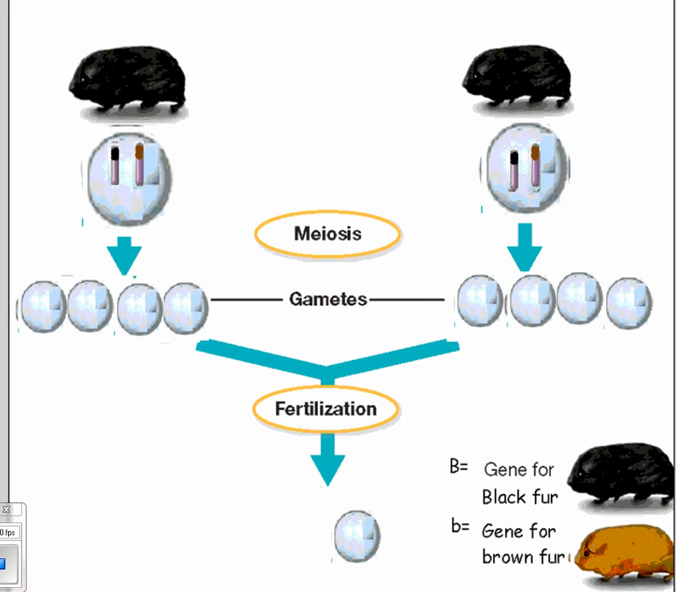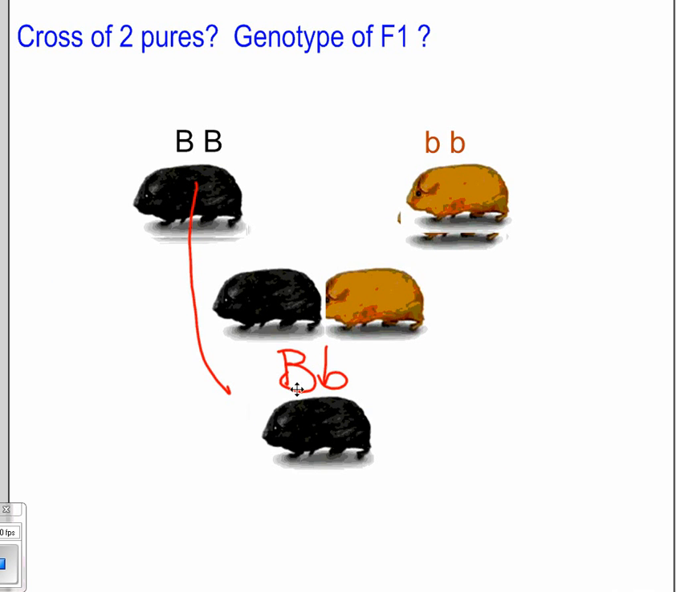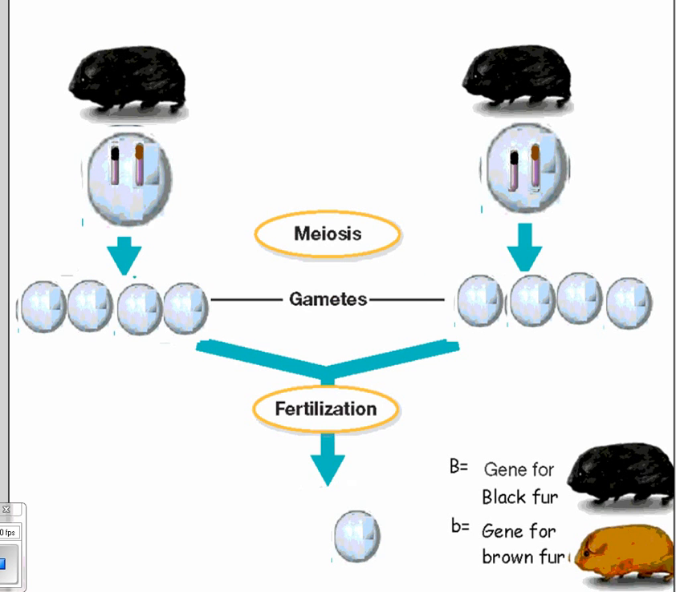Now, let's cross our F1 generation. So here is our F1 generation, and here is our genotype. What do we physically see? What color do we physically see? We physically see black. Our genotype, though, is a big B and a little b. So our genotype for our physical appearance is a big B and a little b, a dominant and a recessive.